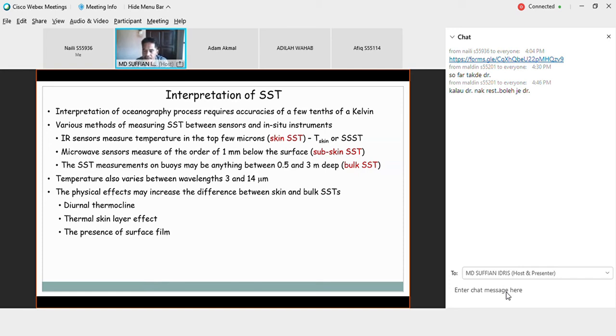Itu adalah bulk SST. So kalau you nak buat calibration ataupun validation, you kena pastikan yang you measure betul-betul di permukaan laut. Dia bukannya duduk 0.1 meter, 0.2 meter. So kalau you nak calibrate dengan SST produk, you kena ukur betul-betul di permukaan, ataupun sebagai skin temperature.